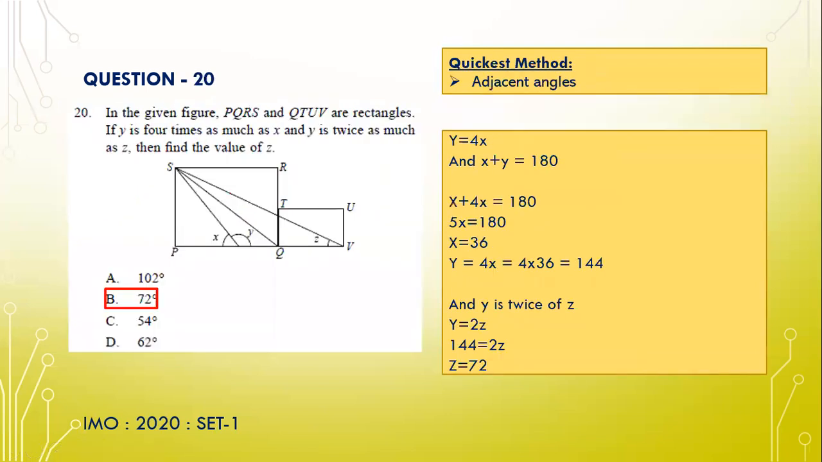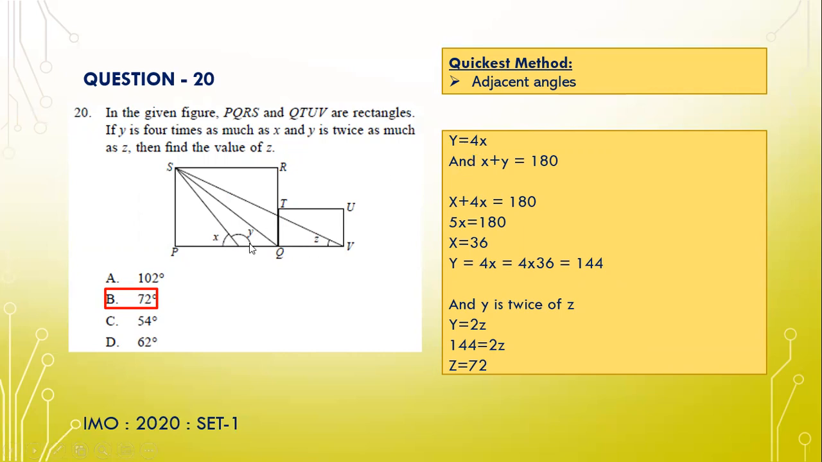In the given figure, PQRS and QTUV are rectangles. If Y is 4 times as much as X and Y is twice as much as Z, find the value of Z. Again, Y is 4x. Y is 4 times of x.